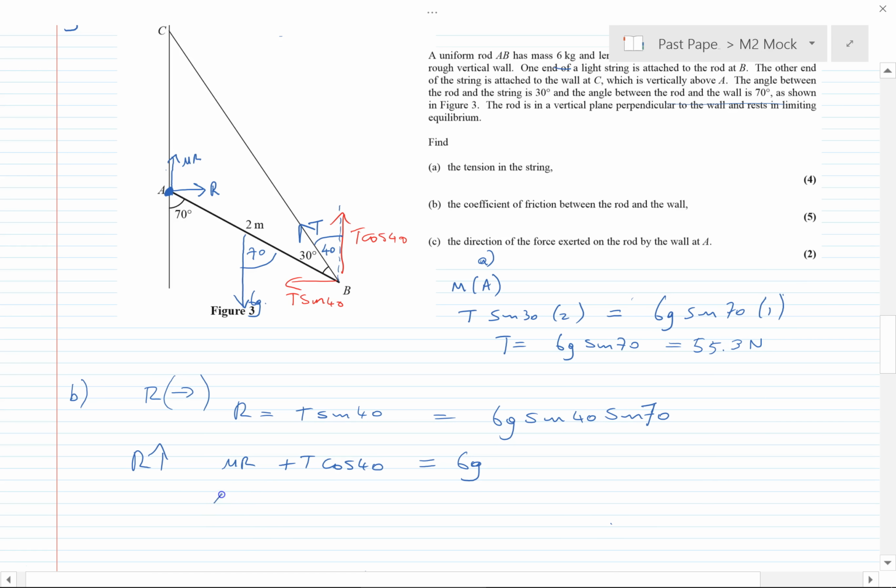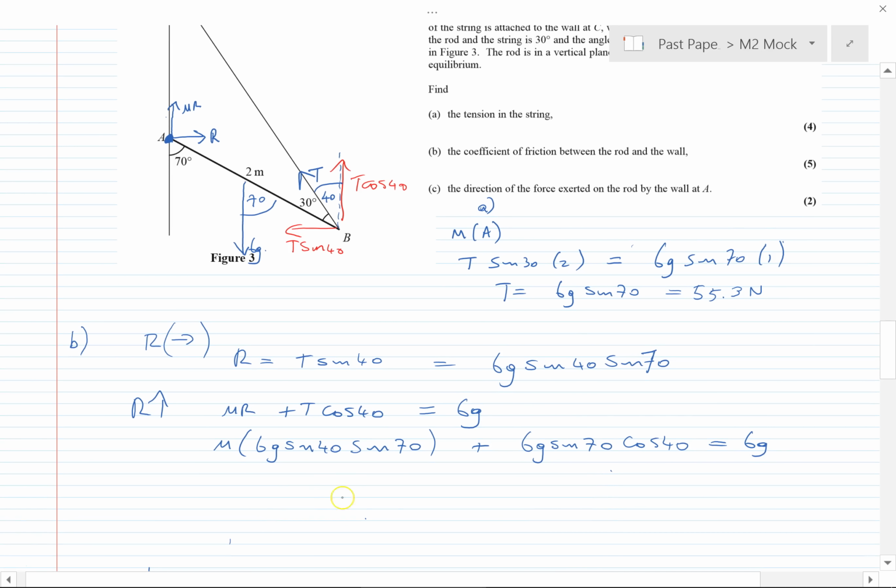Now, it's mu times R, which is 6g sine 40 sine 70, plus T, which is 6g sine 70 cos 40, instead of this bit, subbing into that bit there, equals 6g. So if I take that over and work out mu, taking this over to that side, so that's 6g minus 6g.